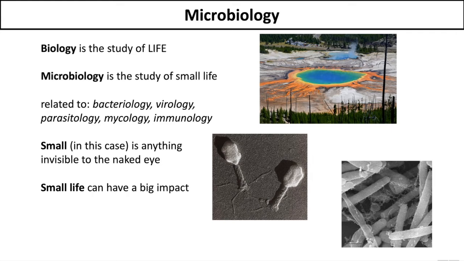Okay, so it doesn't mean that things aren't alive. It doesn't mean that there isn't interesting biology going on at those levels. It just means that we can't see it. So, small life can have a big impact from the prismatic spring, the picture at the top there, to the pictures of viruses and bacteria down below. You can start to think about what some of the other impacts are of this little life that we can't always see.